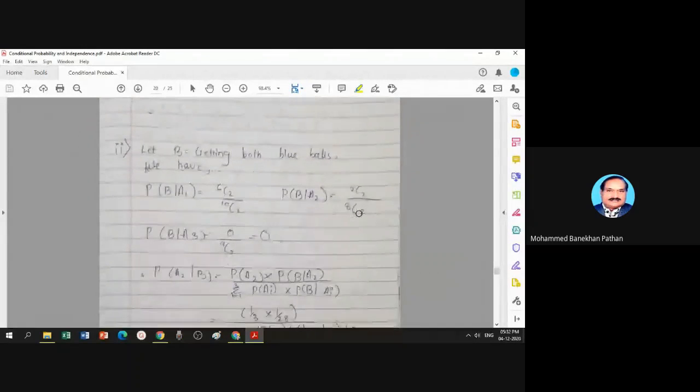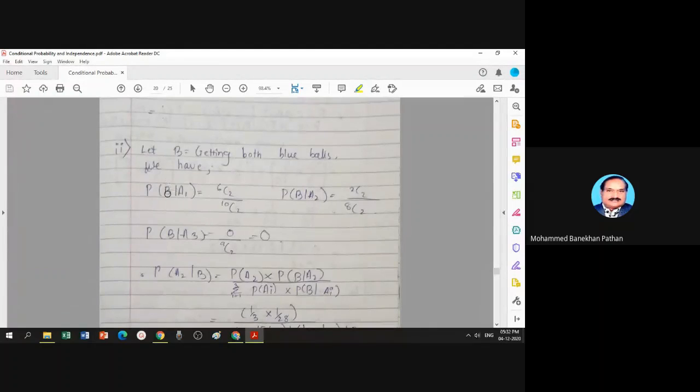Now my second bit in the question is, suppose I selected 2 balls, and the question says, if both are blue, find the chance that the second partition is selected.